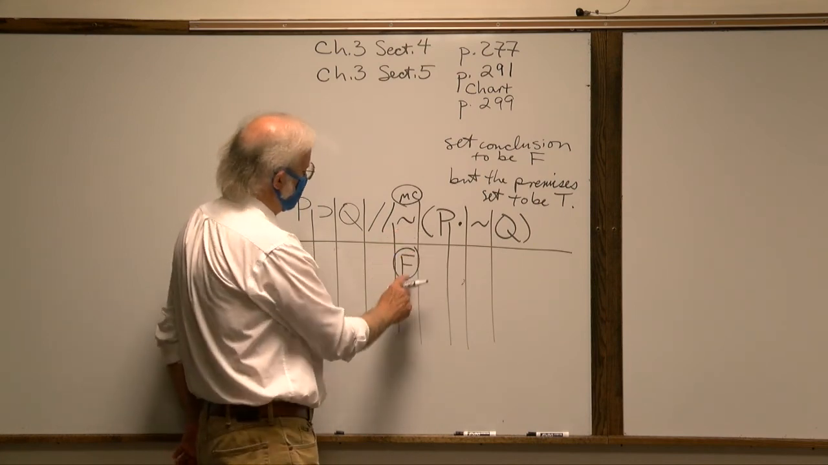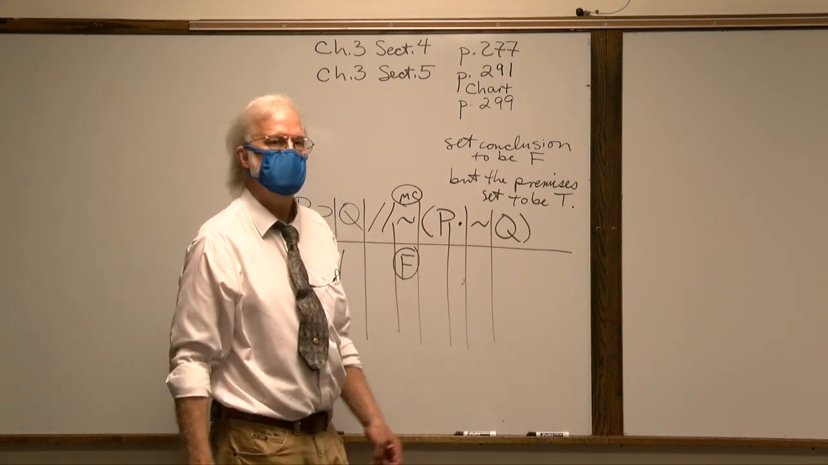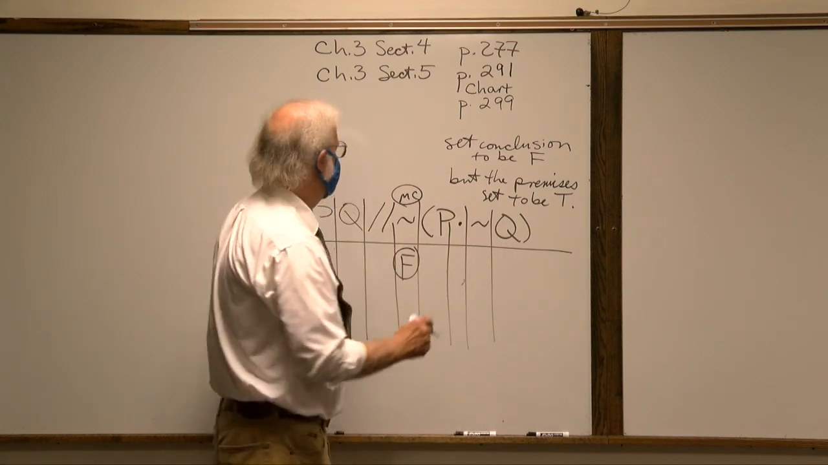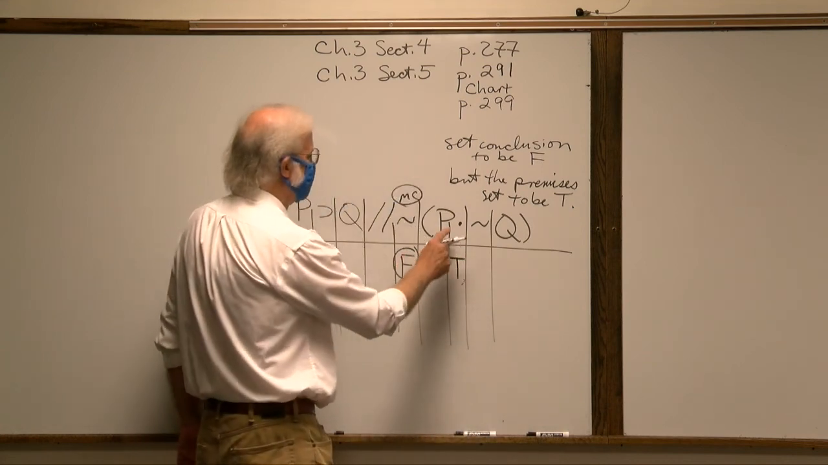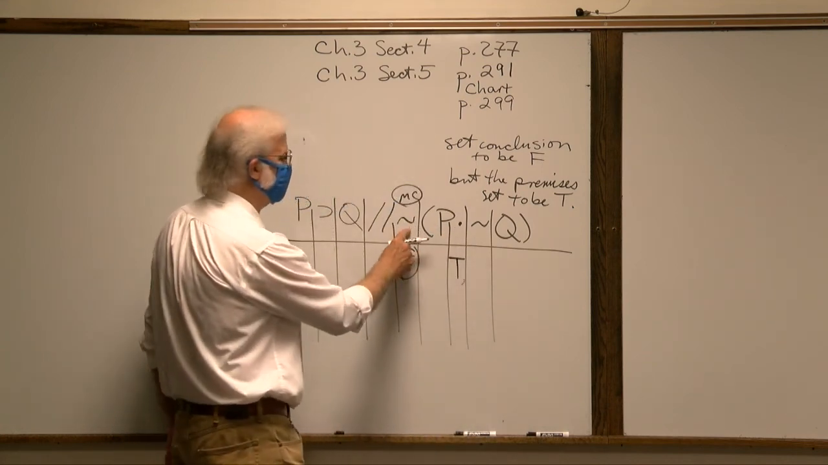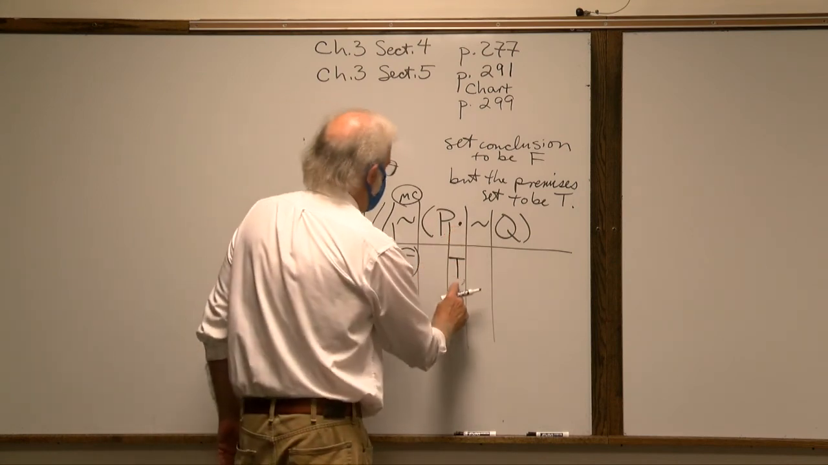If this tilde is false, what does that mean the dot has to be? Right, it has to be true, because they're always going to be the opposites. The governing connective and a tilde on the outside will always be opposites. So that dot has to be true.